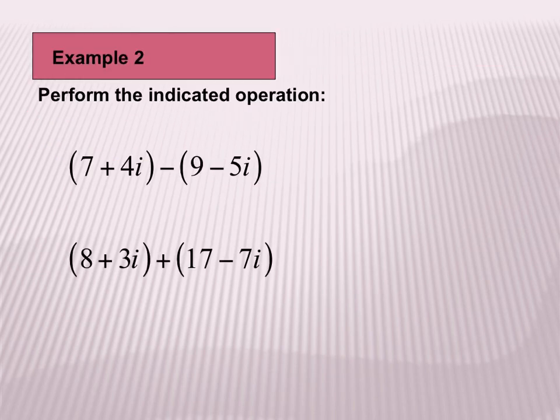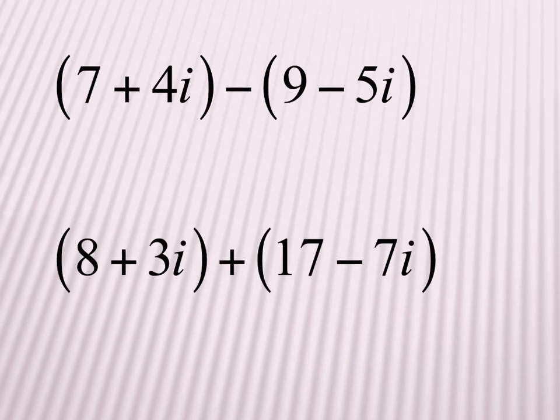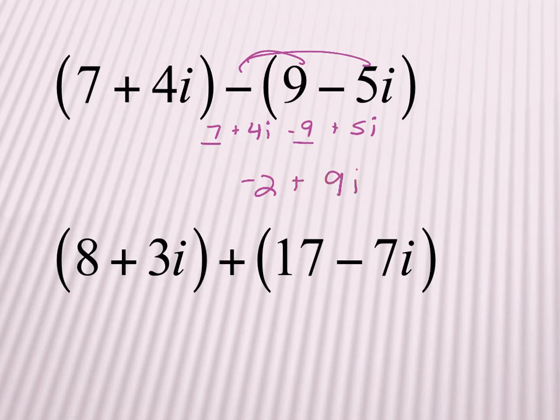So this says perform the indicated operation, which is what the directions will usually say, or it will say simplify. You've got to be able to look at it and know that it's addition, subtraction, whatever it's supposed to be. So the first one is 7 plus 4i minus 9 minus 5i. So this negative is just going to get distributed to both. So 7 plus 4i minus 9 plus 5i. And then combine your like terms: negative 2 plus 9i.